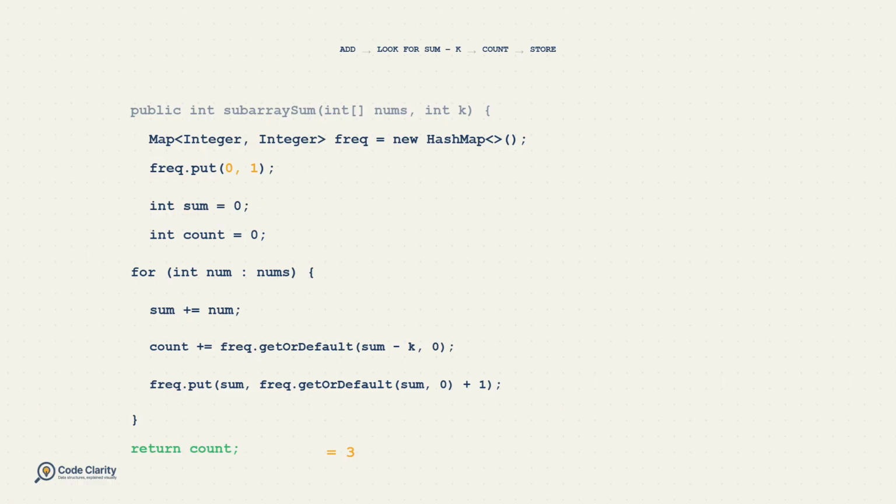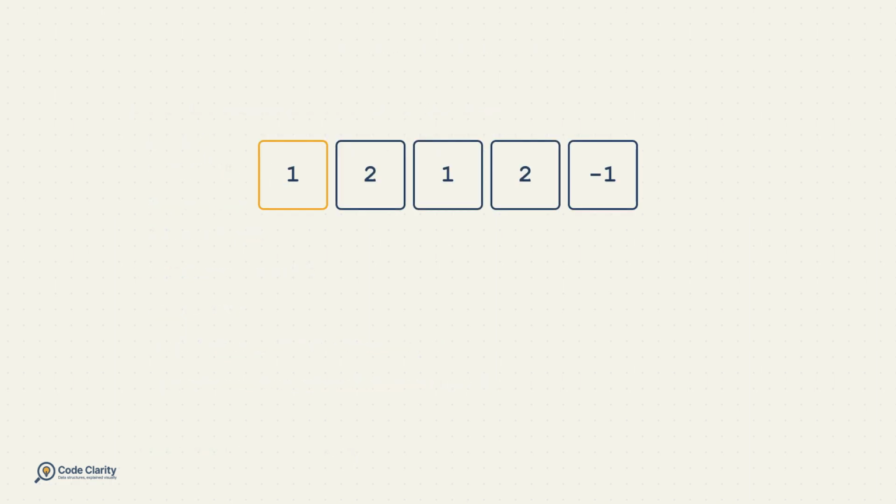We process every element exactly once. And each HashMap lookup and update takes constant time on average. So our total time complexity is O of n. The HashMap can store up to n prefix sums. So the space complexity is also O of n.